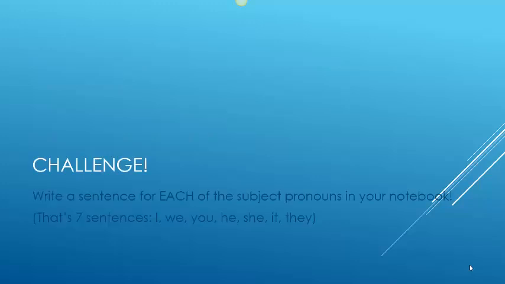So after writing those down, I want to challenge you. I want you to write a sentence for each of the subject pronouns in your notebook, which means you're writing 7 sentences. One for I, one for we, one for you, he, she, it, and they. So come to class with 7 sentences written.